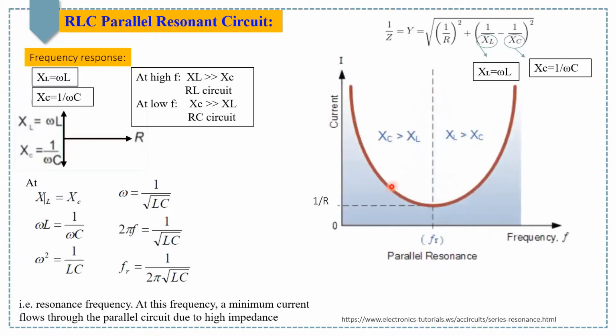And here is the current versus frequency graph. Here you can see that the response starts at its maximum, reaches its minimum, and that happens exactly at resonance frequency, and then again reaches its maximum. So it means that at resonance frequency, when X_L is equal to X_C, we get minimum current passing through the circuit. This is the reason why we call this circuit a rejector circuit.